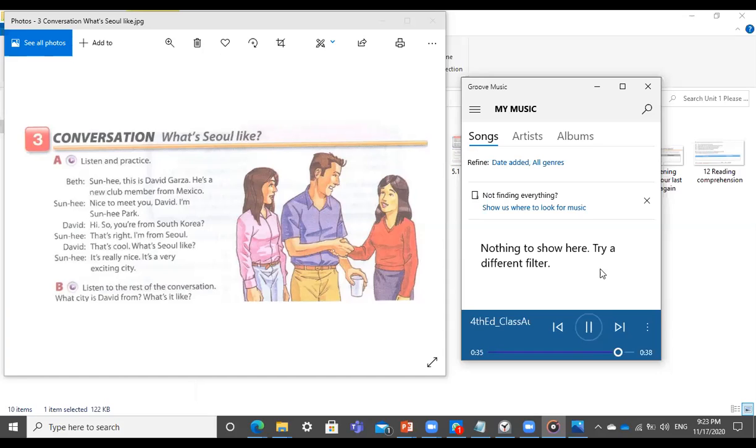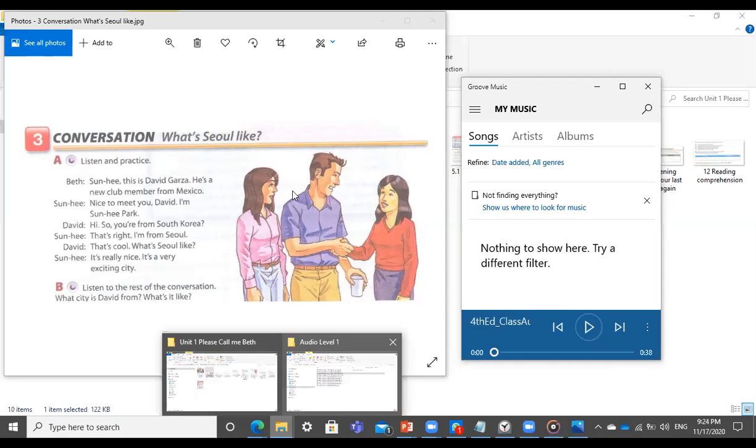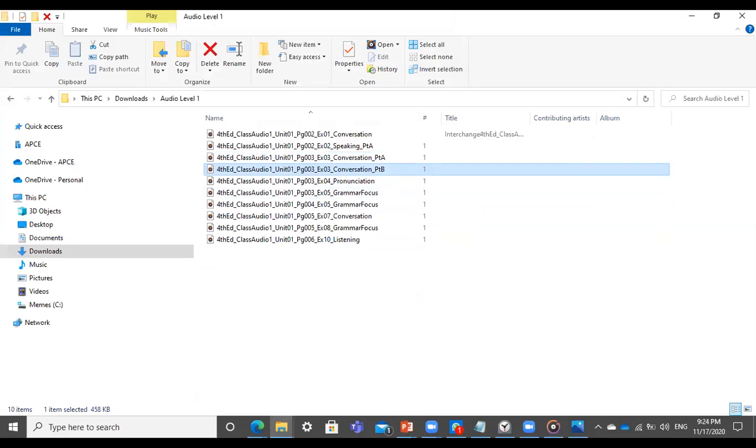Okay. All right. And let me just play part B just to find out what city David is from. Because we know that Sonhee is from Seoul. But what about David? Maybe he's from Mexico. I don't know. Maybe he's from Brazil or somewhere else. Okay. So let me just play part B and then you're going to find out this very quickly.